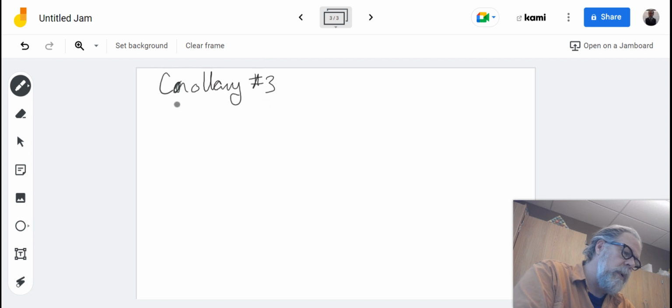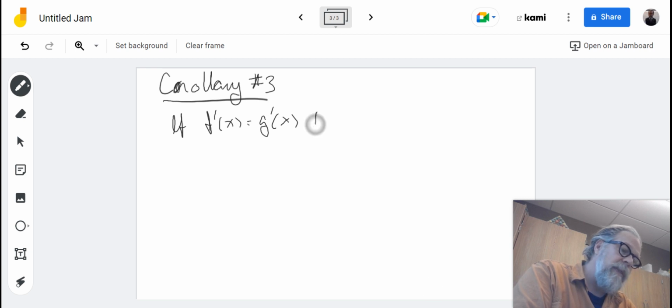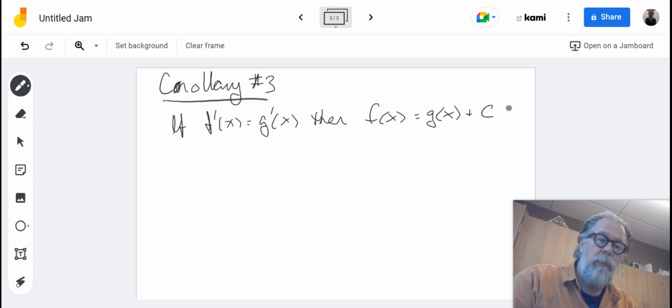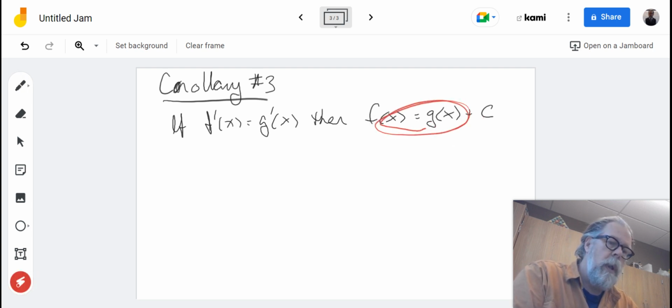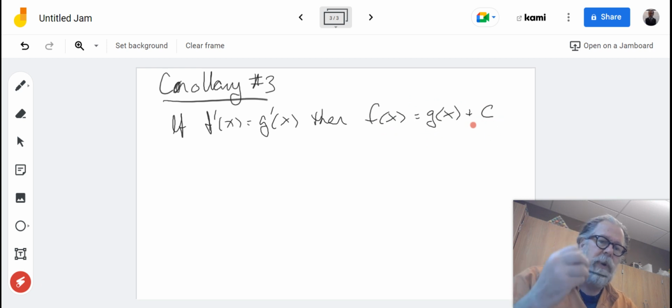That's an O. It says that if the derivative of one function is equal to the derivative of the other function, then the first function must be equal to the second function plus a constant. We know that the constant has a derivative of 0, and so therefore two functions that have the same derivative aren't necessarily the same function, but they are the same function plus some constant value, shifted up or down.